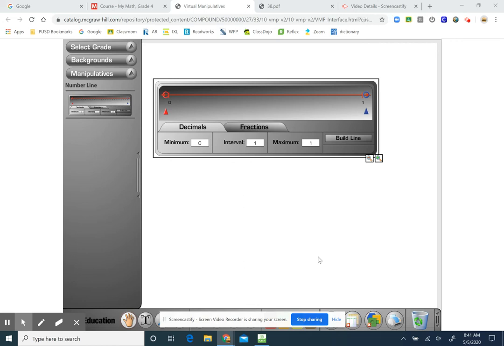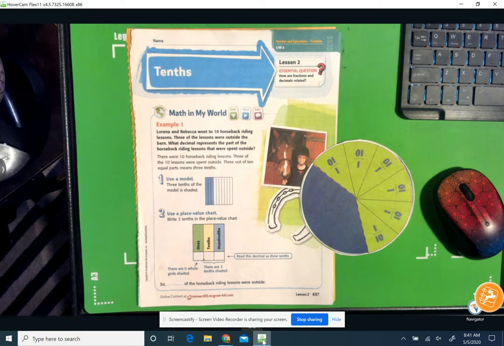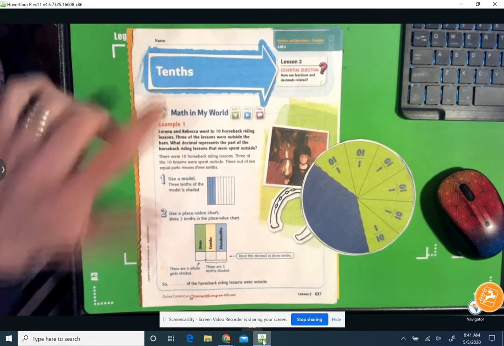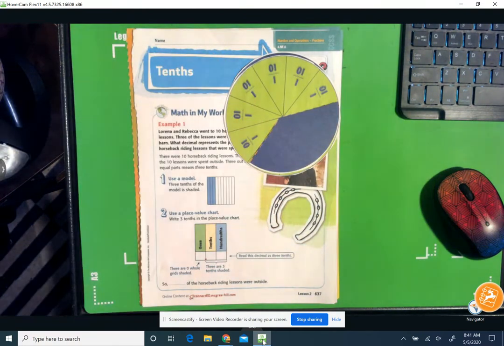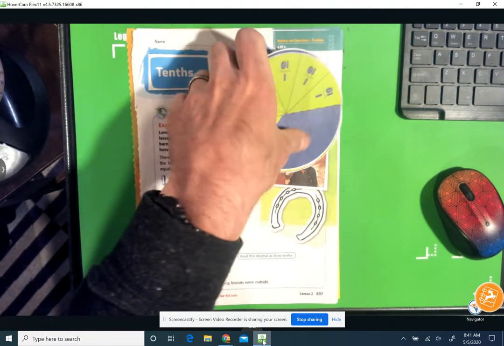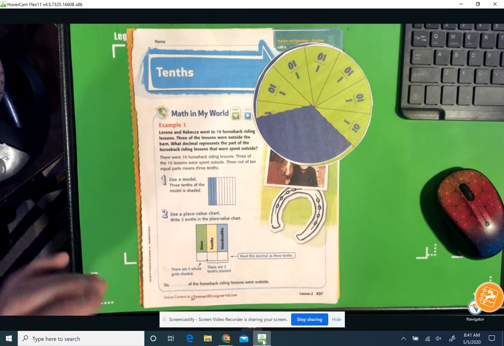Good morning. We are going to be talking about today, let's get on the right screen, tenths. When we're looking at tenths, we are looking at decimals, okay? We are looking at also fractions that have a denominator of 10. So we have tenths. Today we're going to be using fractions and decimals sort of interchangeably.